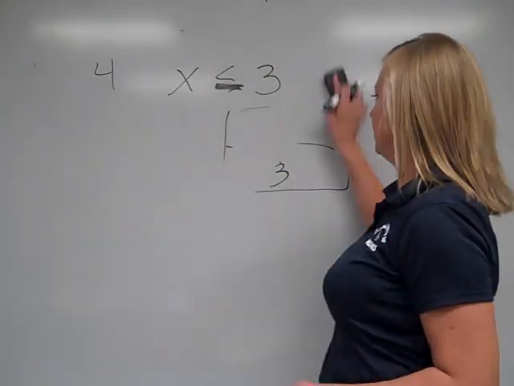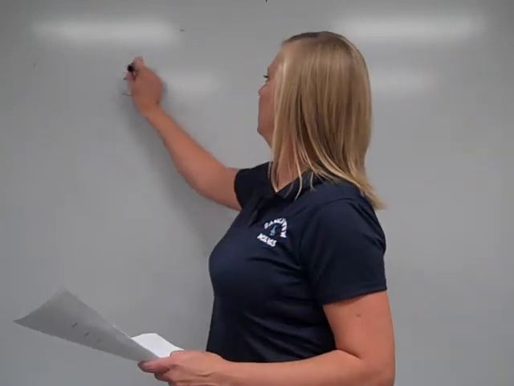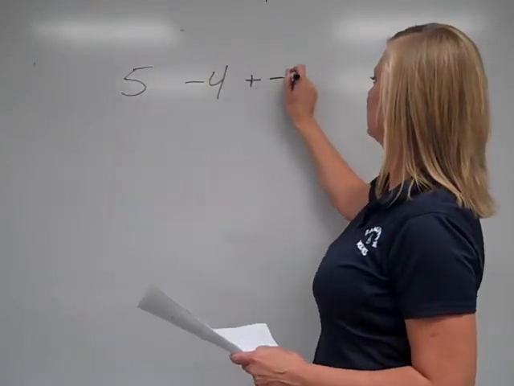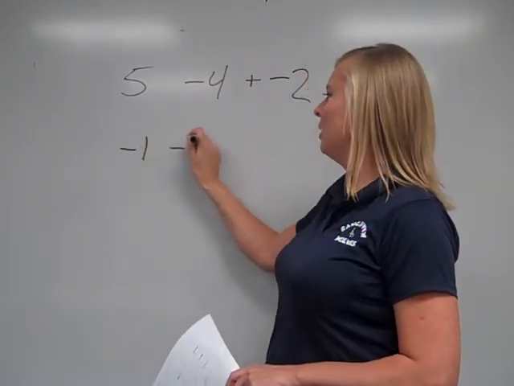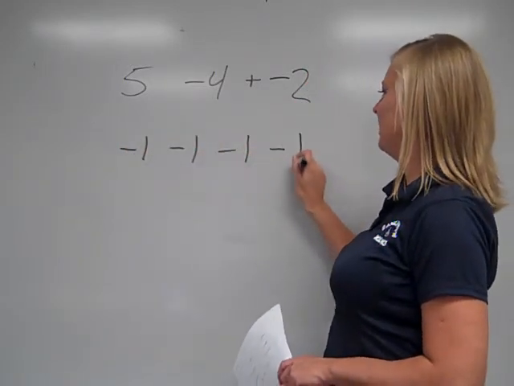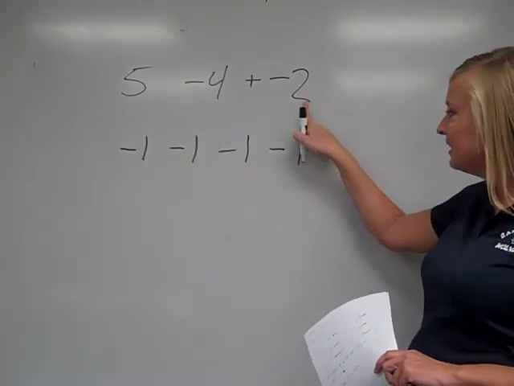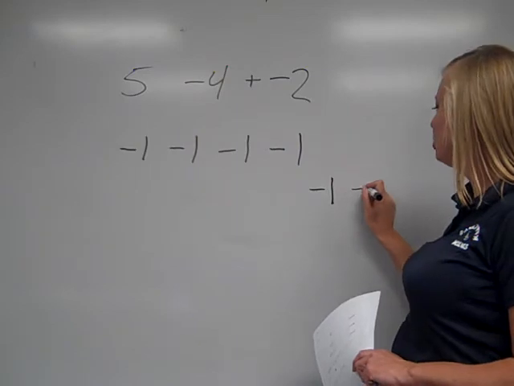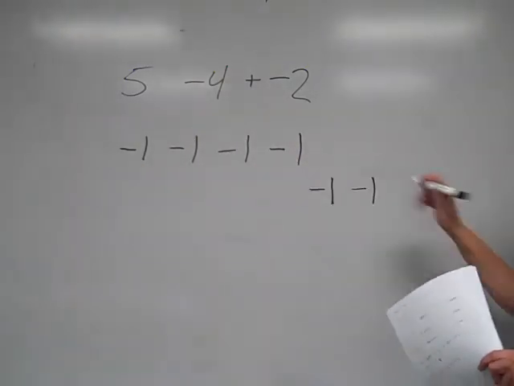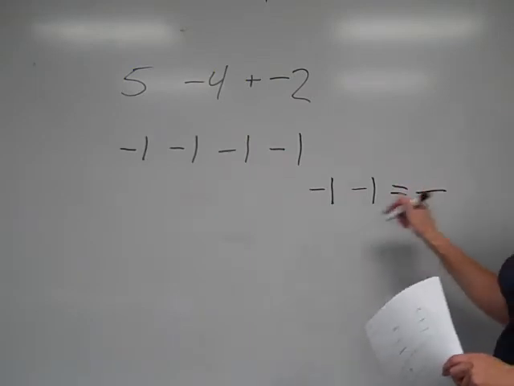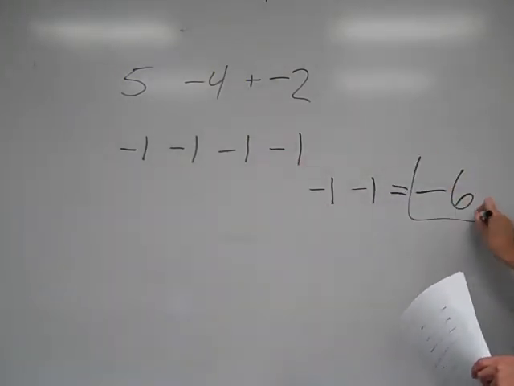All right, number 5. -4 plus -2. -4 is the same as -1 and -1 and -1 and -1. So we're getting a lot of -1s. And you have 2 more -1s. So notice we're getting more negative. So altogether, we have 6 negatives.